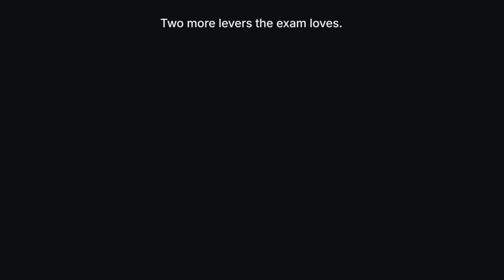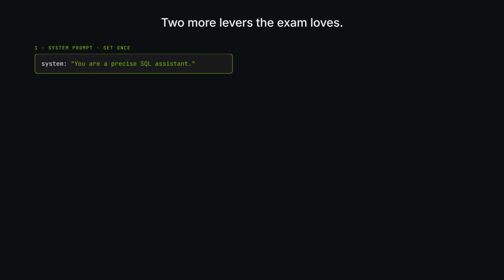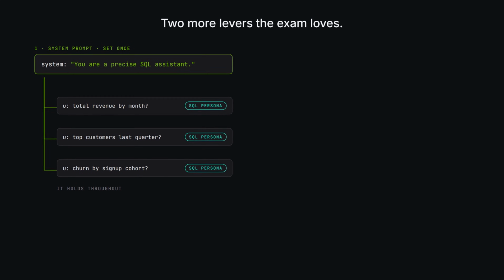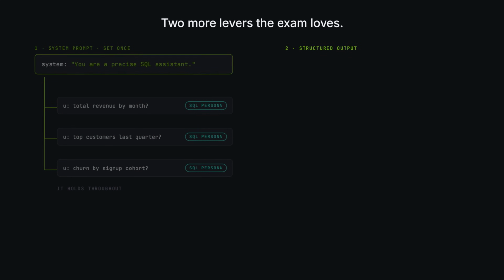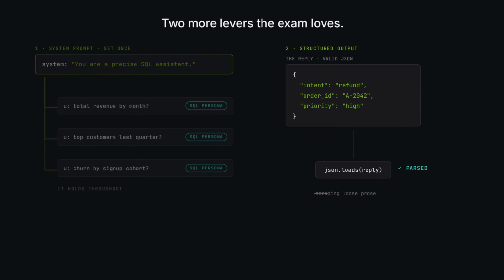2 more levers the exam loves. A system prompt sets the standing rules and persona for the entire conversation, separate from each user message. So you say, "You are a precise SQL assistant" once, and it holds throughout. And when your code has to read the reply, you request structured output, meaning valid JSON with named fields, so a program can parse the answer instead of scraping loose prose.